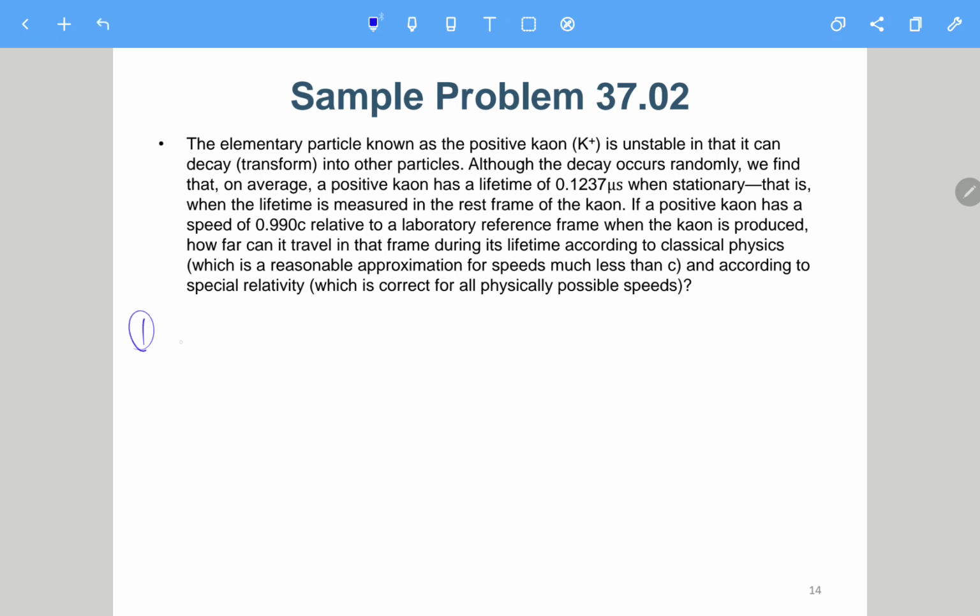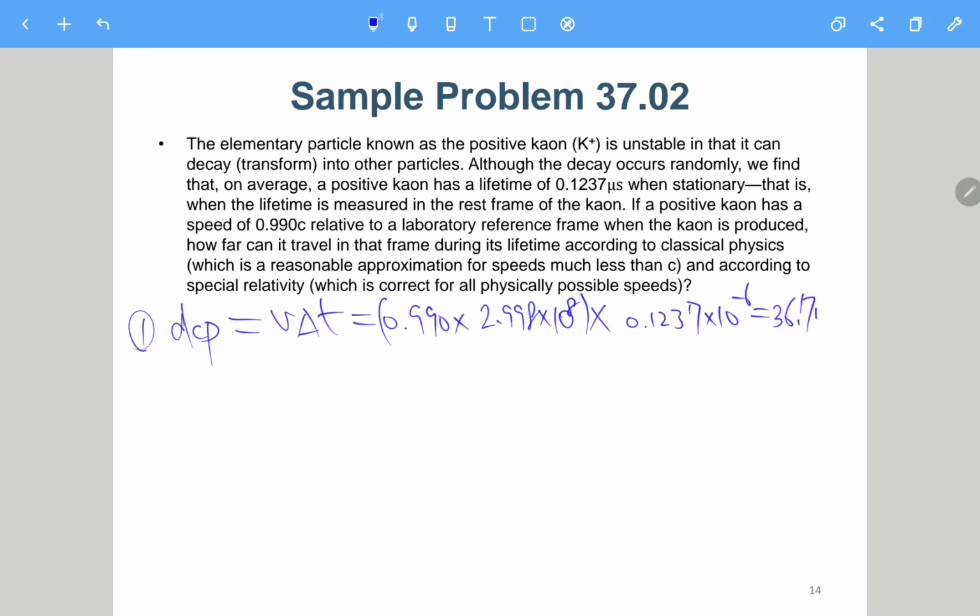So the first one is classical physics, or CP. Distance is v delta t, distance equals velocity times the time. So it is 0.990 times 2.998 times 10 to the 8th power. This is the speed, and then times 0.1237 times 10 to the minus 6. This is the time. So the distance will be 36.7 meters. This is the value calculated by classical physics.